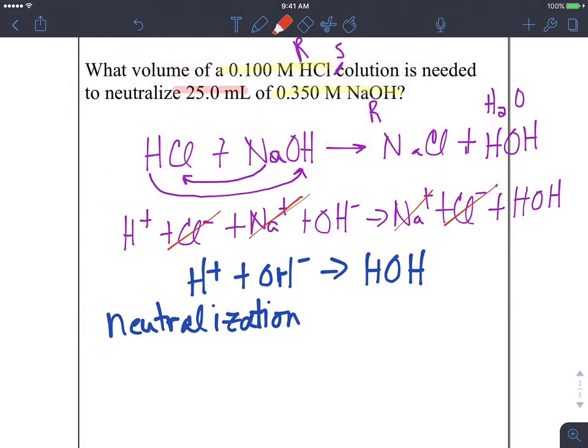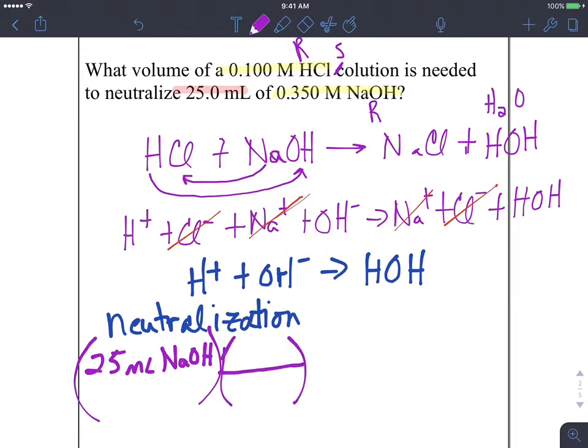So that has to be our beginning point. So we're going to start with 25 milliliters. And that is 25 milliliters of what? It's 25 milliliters of NaOH. Now we know in order to start predicting products or other reactants, we need to get to a point where we can compare moles and use mole-to-mole ratios. So the way to do that is to use our molarity.